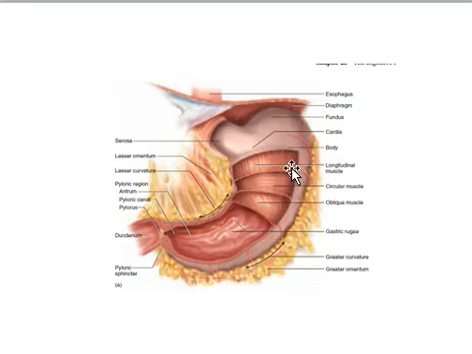And the muscularis layer has three types of muscles in different directions. As we said, most of the digestive system has circular and longitudinal muscle. Here we have oblique muscle to maintain contraction of the stomach in different directions. So we have longitudinal, circular and oblique.